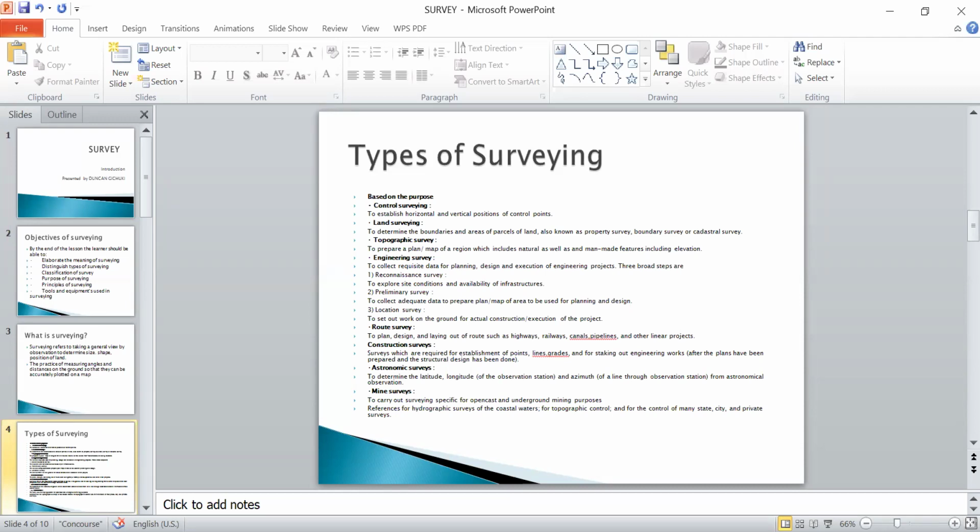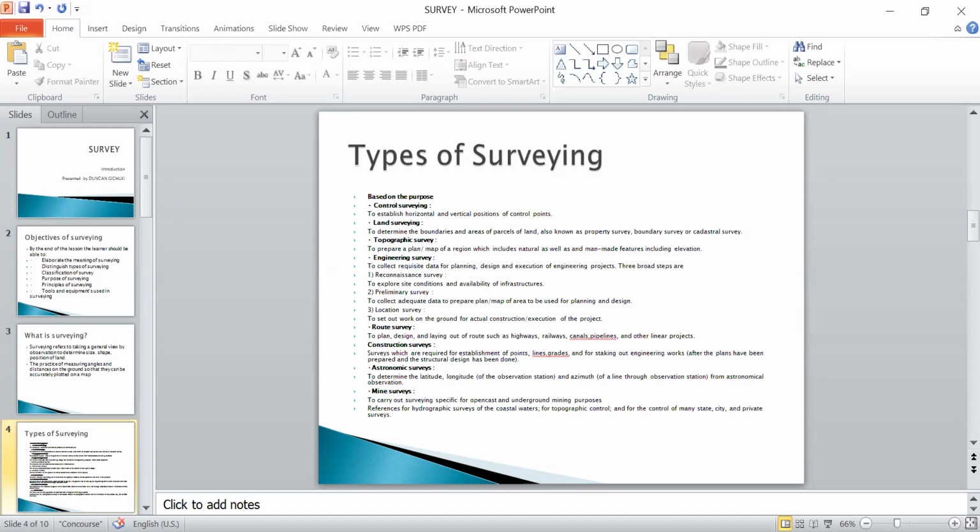We go to engineering surveying. Engineering surveying is a type of surveying that is applied in the construction industry, and it is done for planning, for designing, and for execution of the engineering projects. There are three steps. Number one, reconnaissance surveying. Reconnaissance is done before and is done to enable the surveyor to familiarize himself with the site and also collect information.